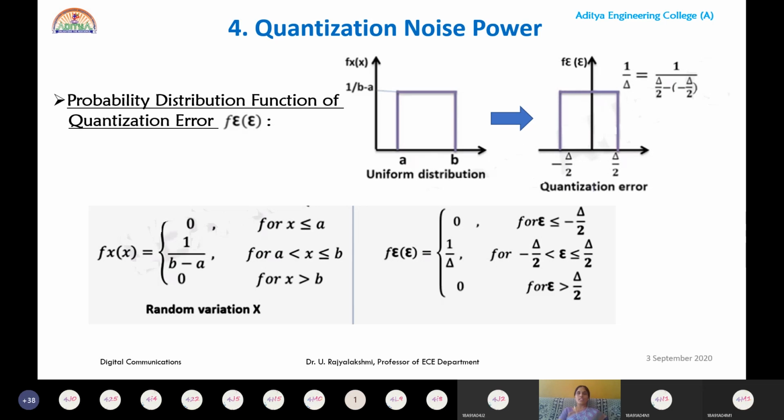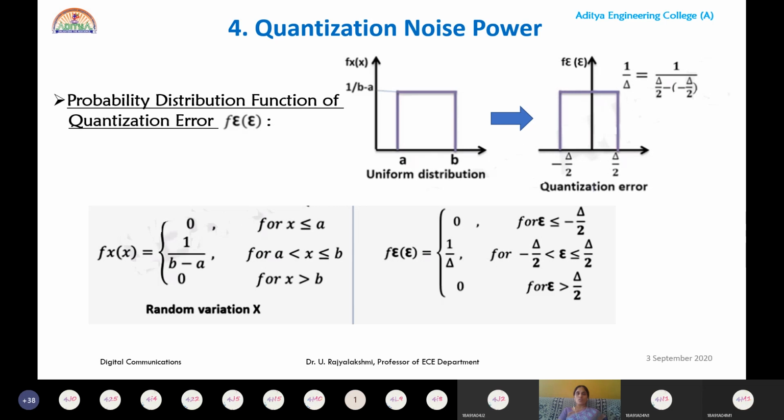So finally you can get 1 by (B minus A) as 2 by 2 delta. So overall magnitude will be 1 by delta. Okay, so that's what we represented in the bottom equation. Here we have represented one equation, that is the general expression f_X(x), but here we are going to evaluate the distribution function for error. So that's why we represent it as f_E(e).